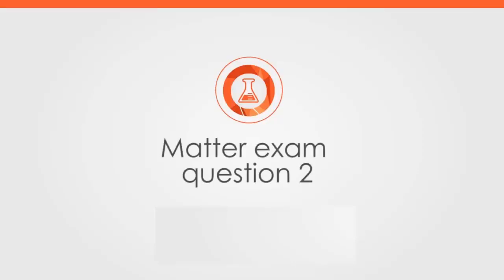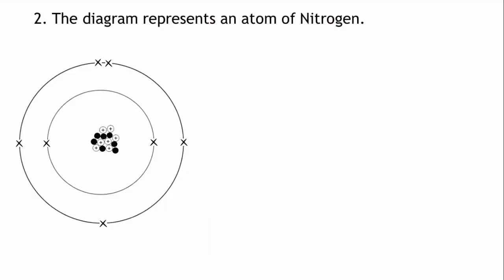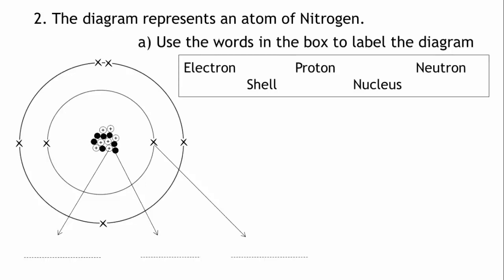Question 2. The diagram represents an atom of nitrogen. Part A. Use the words in the box to label the diagram. Electron, proton, neutron, shell, nucleus.